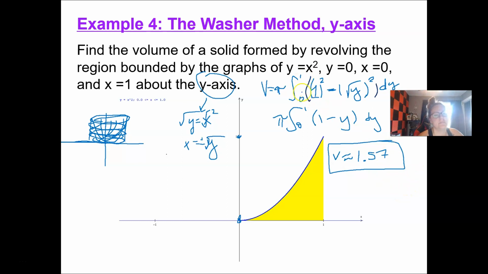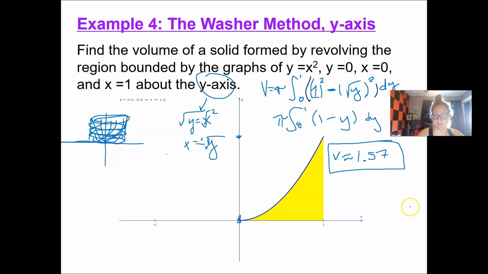But yeah, so pi and then r squared, but when you have a hole, you've got to subtract out that volume. So you do your outer r squared minus your inner r squared. If it's on the x-axis, it's the upper minus the lower.